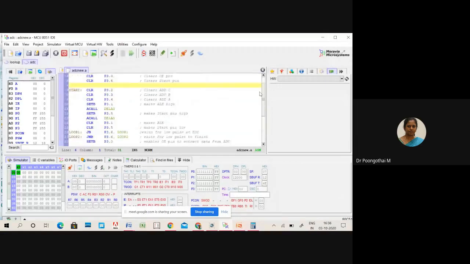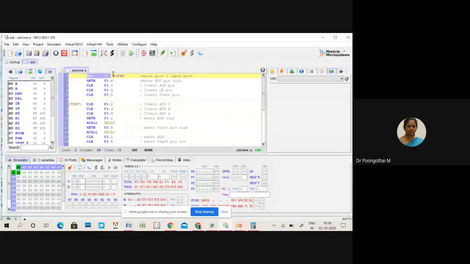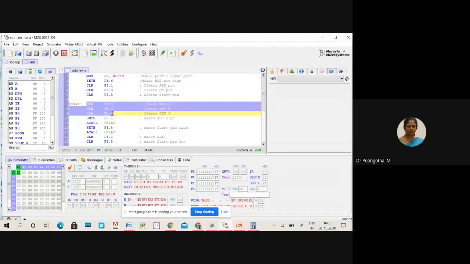So let's execute this code. This is for your P2 I/O input configuration, and the end of conversion pin is high to configure this pin as an input pin, and clear the ALE, output enable and start pins. So these three are important control signals. Next, these three instructions are used to select your channels. These instructions clear P3.2, P3.3, P3.4 to zeros. So channel 1 is selected.